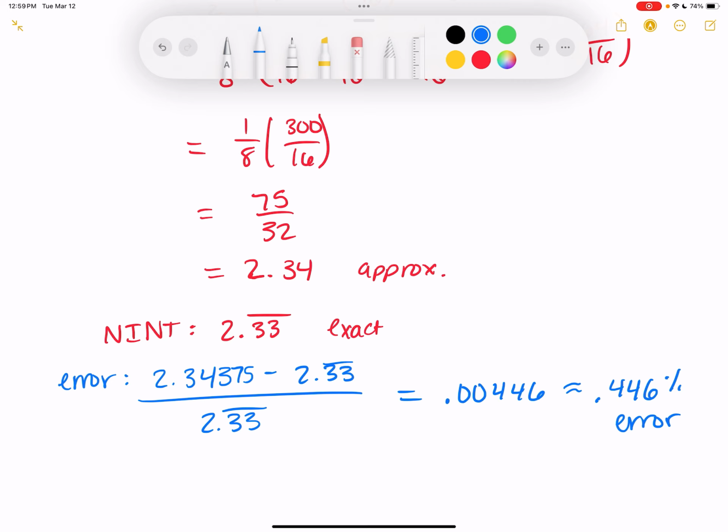Okay, so we had 0.446% error on this problem. And just for reference, this is an overestimate because the number that we got for the trapezoidal rule is bigger than the number we got by putting it into the NINT function. Why is it an overestimate? Because the number we got from the trapezoidal rule is bigger than the exact value.